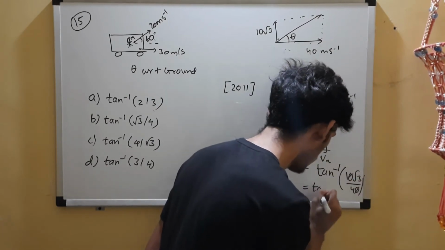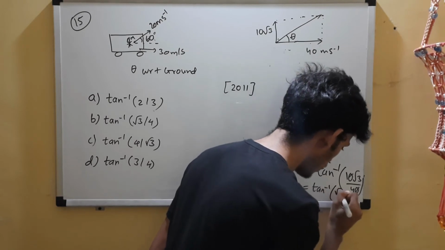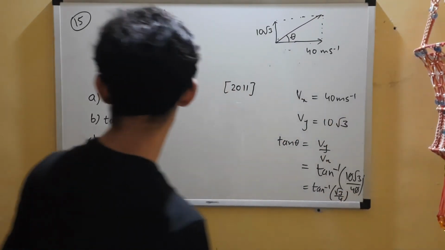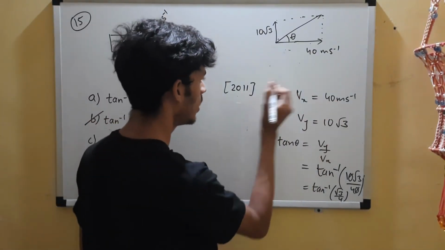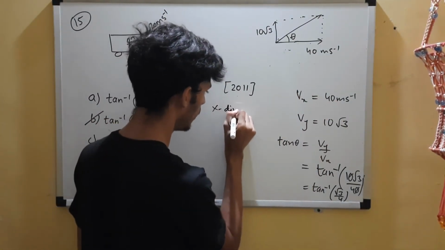So you'll have 10 inverse of root 3 by 4. So that is our answer. Just another approach for those who didn't get this point, how directly the velocity adds up.